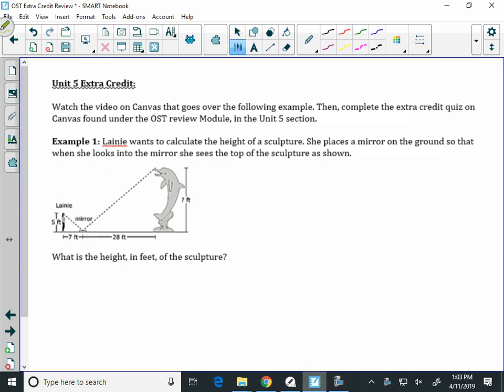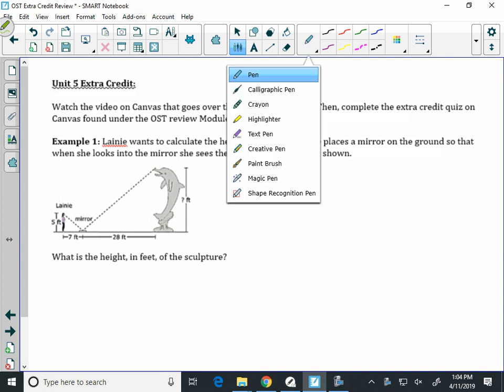So this is extra credit for Unit 5, and Unit 5 dealt with similarity. So take a look at this first example. It says Lainey wants to calculate the height of a sculpture. She places a mirror on the ground so that when she looks into the mirror, she sees the top of the sculpture as shown. What is the height in feet of the sculpture?